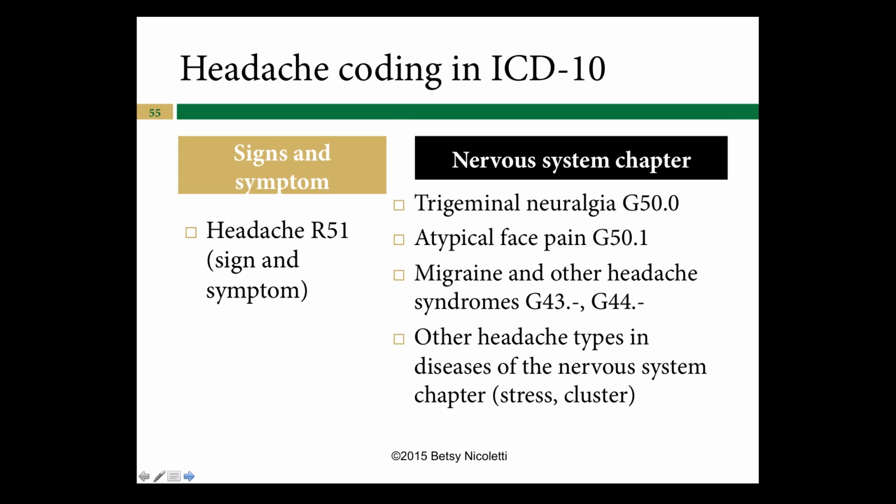Here's an example. Headache in the signs and symptoms chapter would be equivalent to our, I think it's 784 code for headache. 784, I can't remember that one. But in ICD-10, R51, a complete code, 3 characters. Whereas if we know the type of headache, then we go to the nervous system chapter. Is it a migraine, cluster, stress headache, whatever type of headache it is, and we find the more specific code.